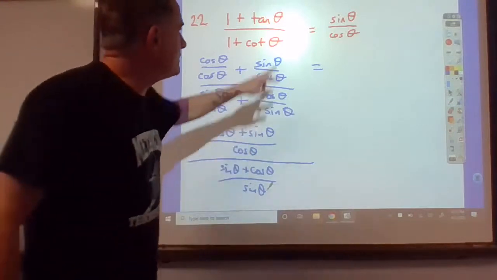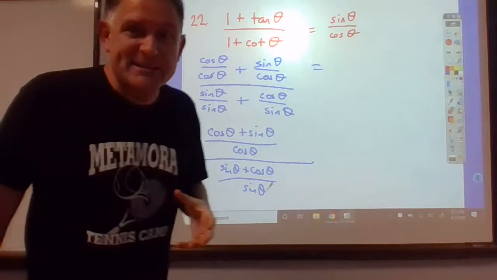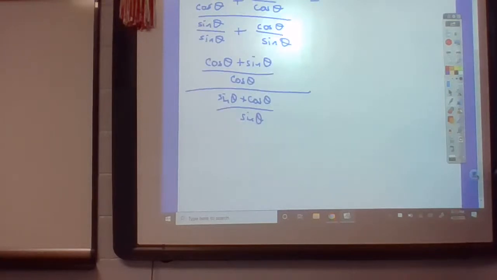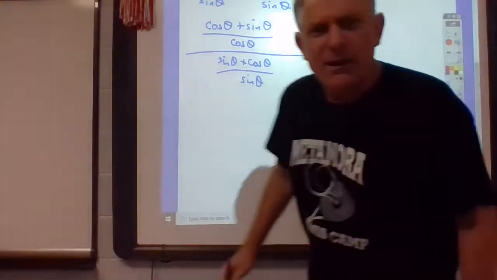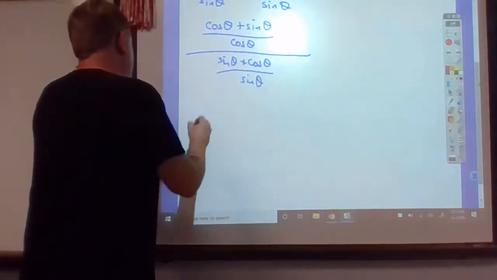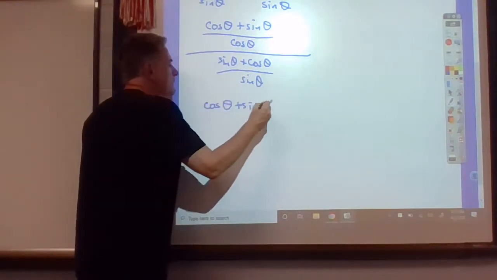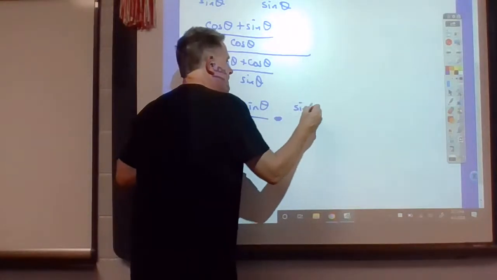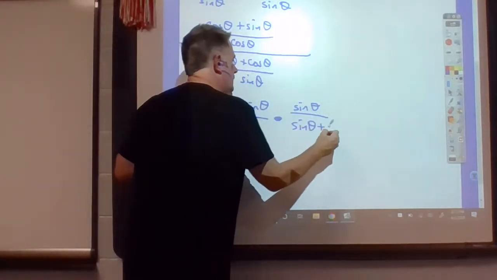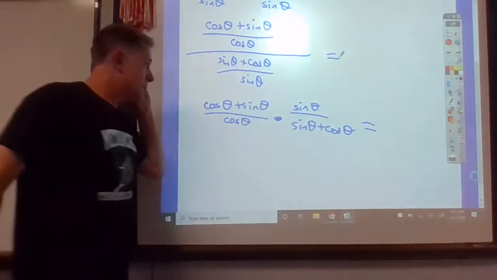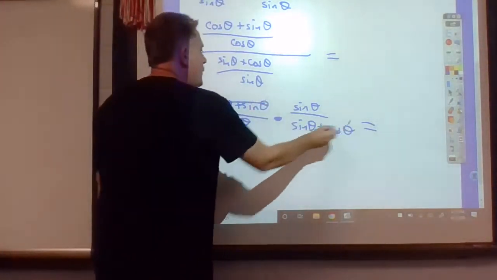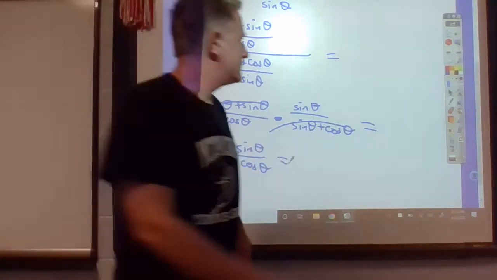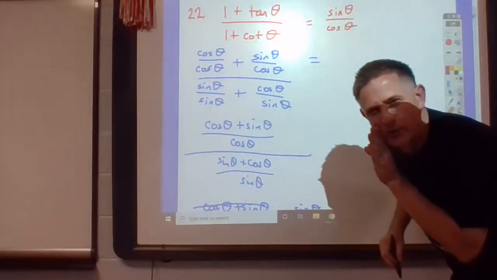Okay, look what we're trying to get. I think we're going to get it. Let's copy, change, and flip. My board rarely does what I want it to. All right, copy. Change, flip. And we're going to get some cancelage. Yeah. Leaving sine over cosine, which I think is what we were gunning for.